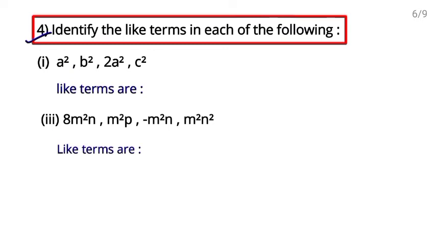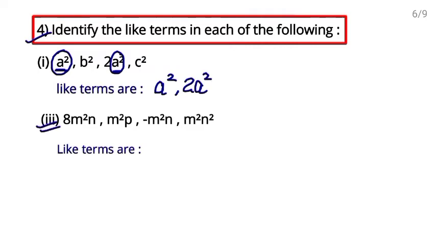Next, question number 4. Identify the like terms in each of the following. As you have studied in the previous video, like terms are those terms in which variables are same with the same power. Clear? So this a square and this a square, these are the variables, and these variables are same. So these are like terms. A square to a square, these are like terms.